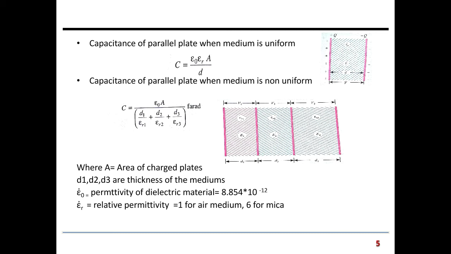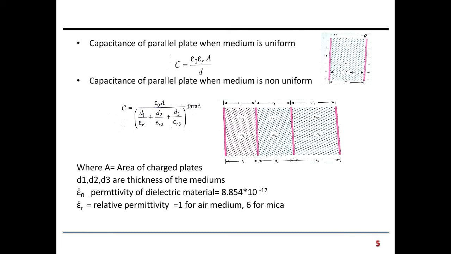Now, what is the capacitance of a parallel plate when the medium is non-uniform? When two charged plates are there and different dielectric media are used in between. One dielectric has relative permittivity epsilon R1 and thickness D1, another dielectric has relative permittivity epsilon R2 and thickness D2, and a third dielectric has relative permittivity epsilon R3 and thickness D3. Then the capacitance value is given by epsilon naught A divided by D1 by epsilon R1 plus D2 by epsilon R2 plus D3 by epsilon R3 farads.